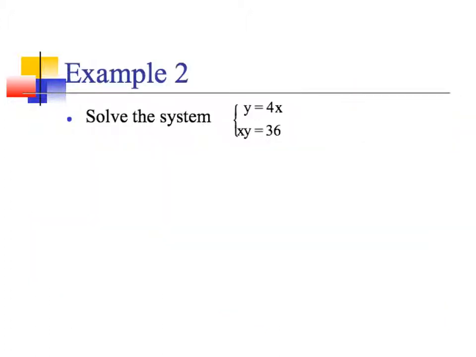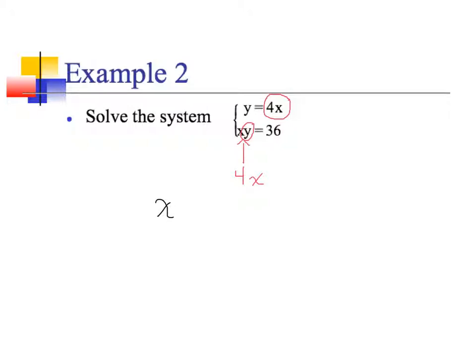Let's try another. Here I have a system of 2 equations, and these are going to be a little different in that they are not both linear equations. I'm told that y equals 4x in this first equation. So that means wherever I see a y in the second equation, I can substitute in a 4x because they have the same value. So I'm going to do that. I'm going to rewrite the second equation.